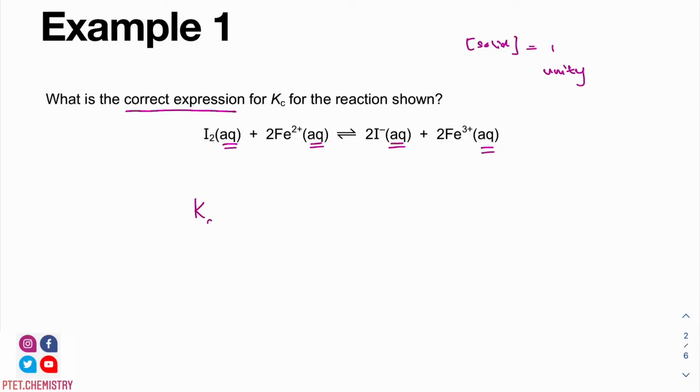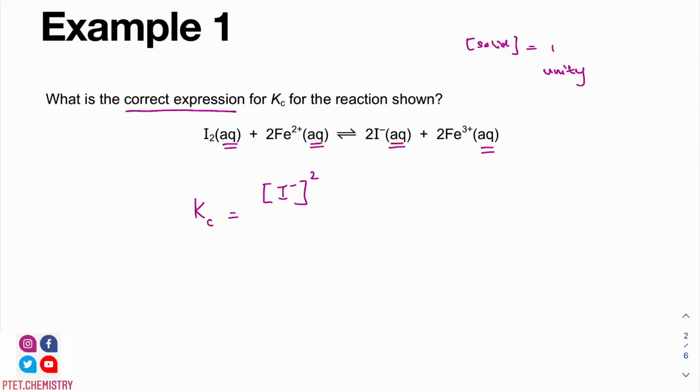So big K and small c, you gotta write it properly. Square brackets for concentration. Concentration of the product, each species of the product. The product is I minus and Fe3 plus. The product is not 2I minus. Okay, the 2 refers to the mole ratio in the balanced equation, and that is the power to which you must raise the concentration in the Kc equation. So I got the 2 there because it's got 2I minus as a product on the right hand side.